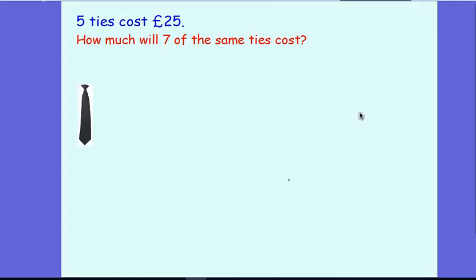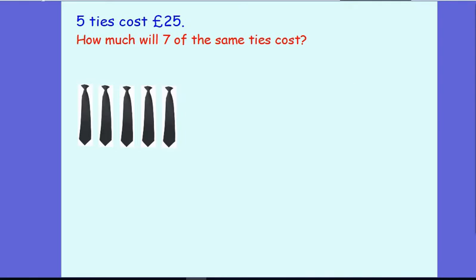Okay, let's combine all our skills so far. If I've got 5 ties costing £25, how much will 7 of the same ties cost? I've got 1, 2, 3, 4, 5 ties, and those 5 ties cost me 25. So Felix, how much would 1 tie cost me?